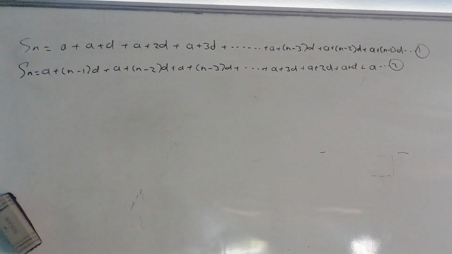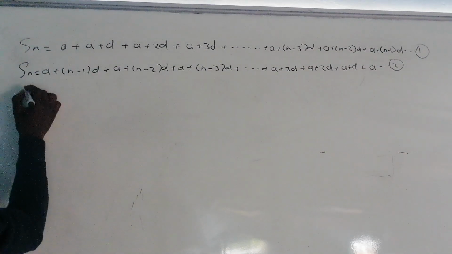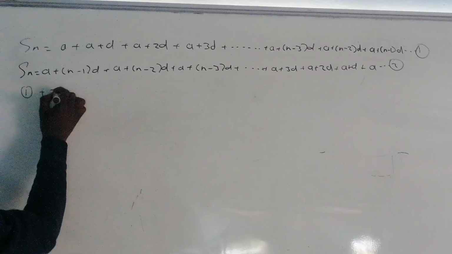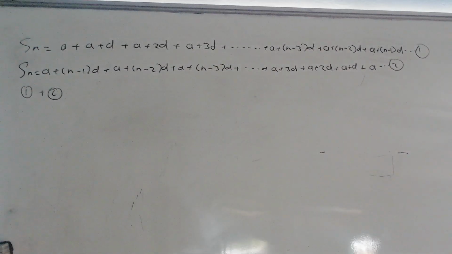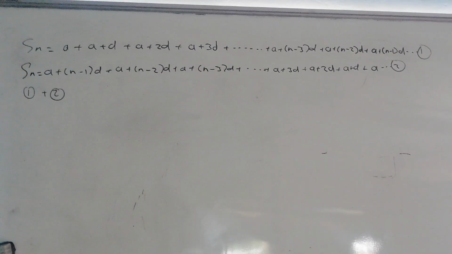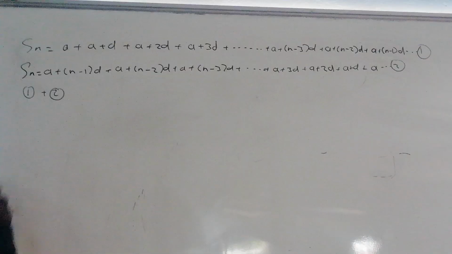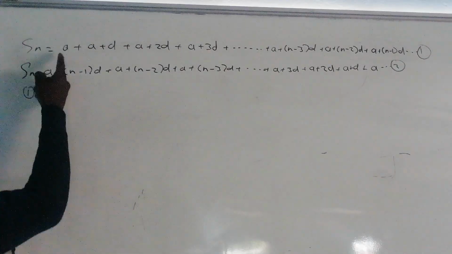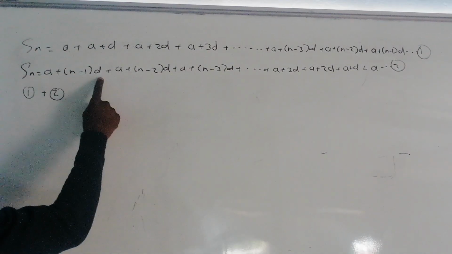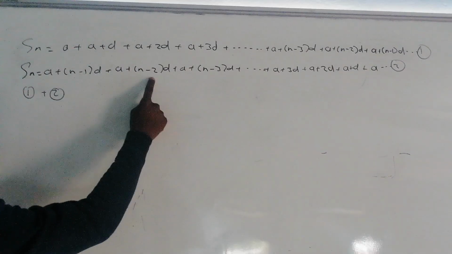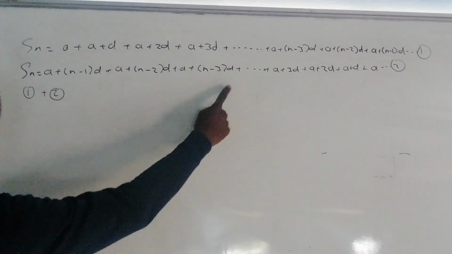Alright. Now this is what we're going to do. For us to continue here, you add equation 1 with equation 2, meaning Sn plus Sn, and everything in equation 1 you add as it is with equation 2. So the first term here plus the first term, the second term here plus the second term, the third term here plus the third term.